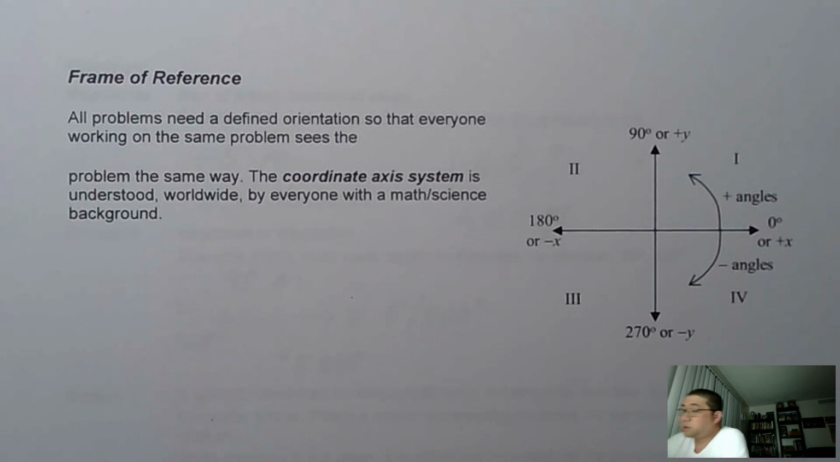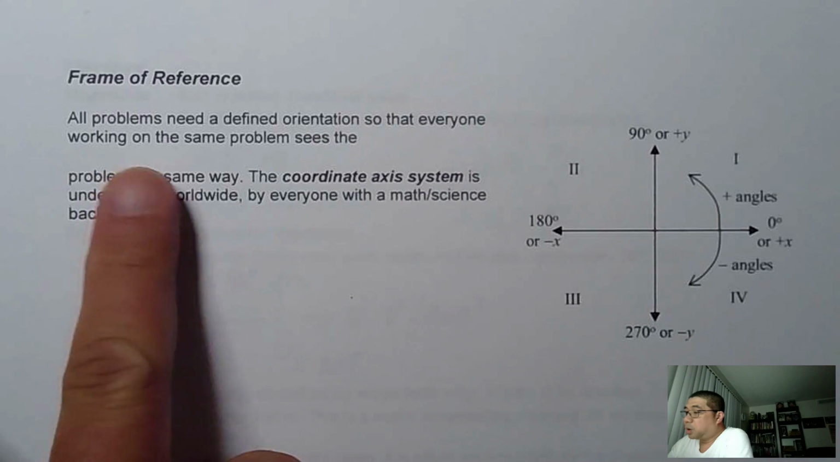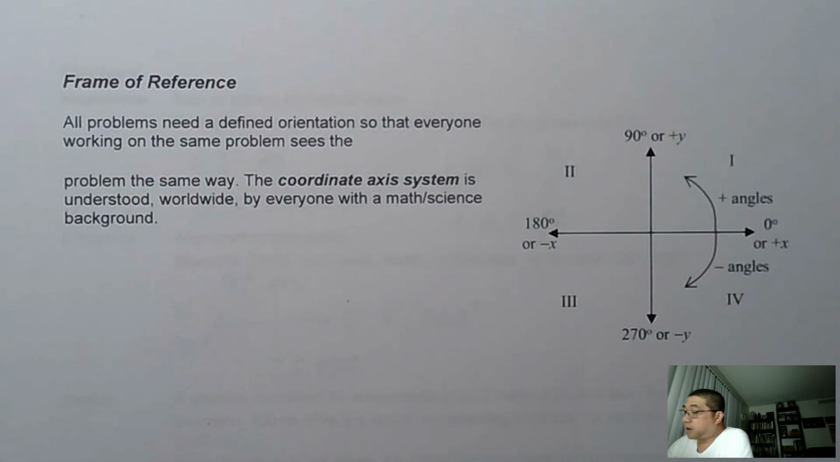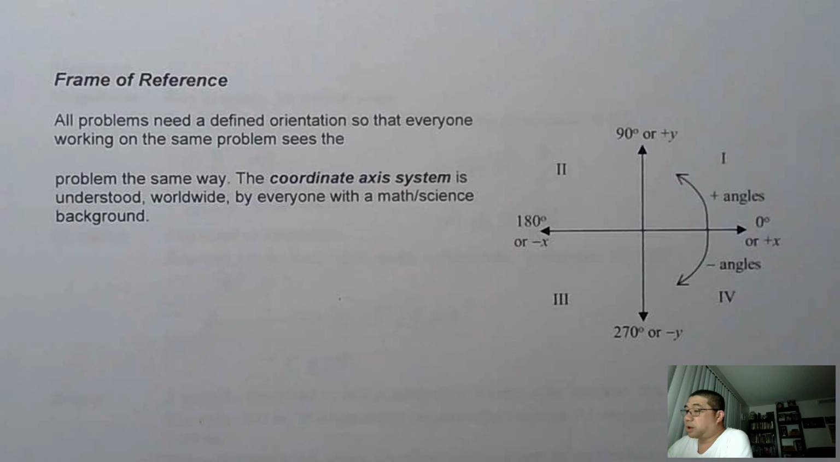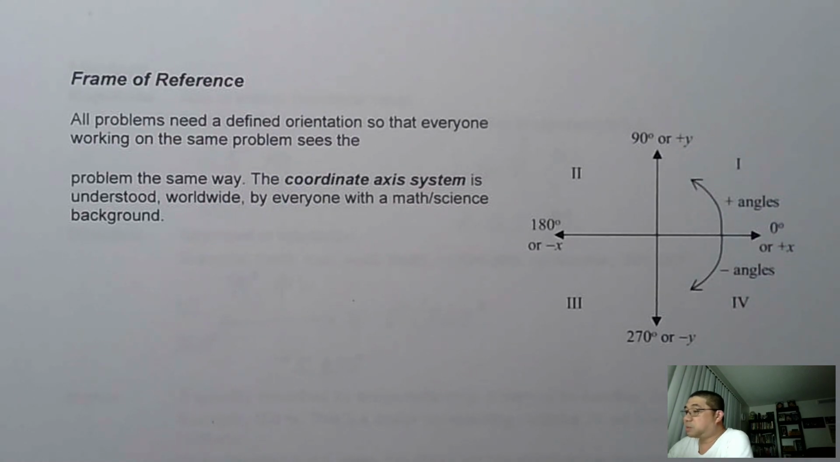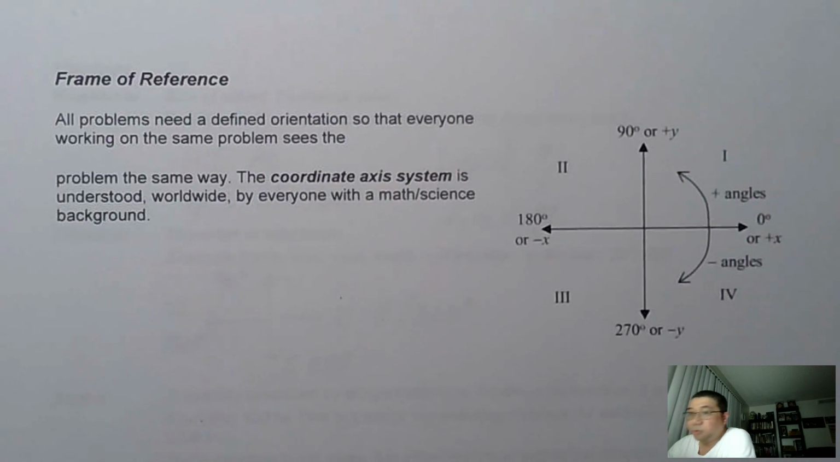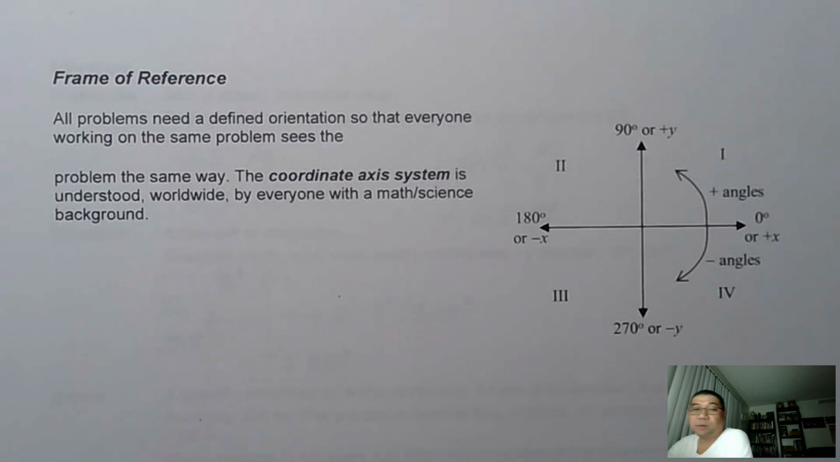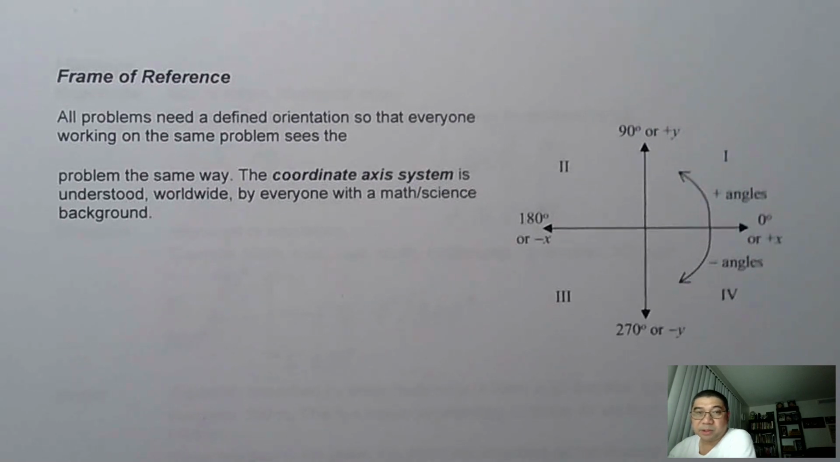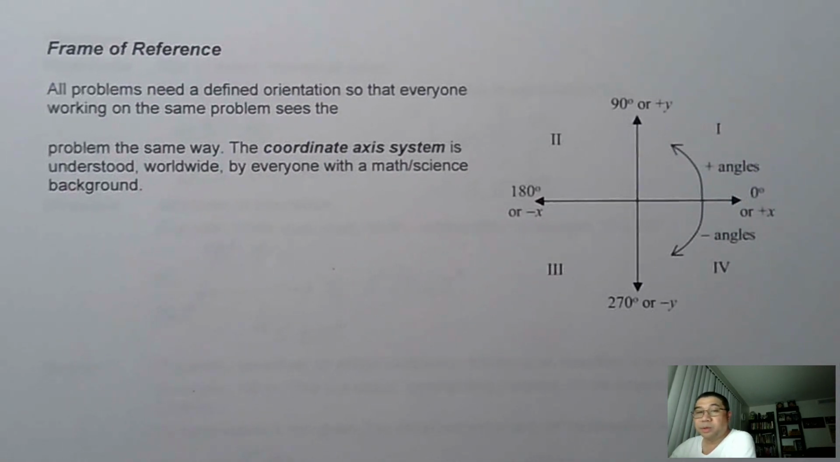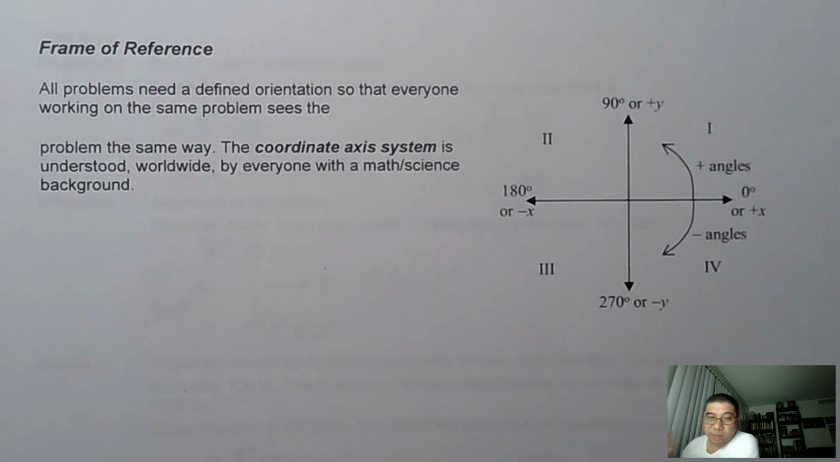As it states here in your notes, all problems need a defined orientation so that everyone working on the same problem sees the problem the same way. So it is not open for individual interpretation. Every time you're solving problems in physics, there is always what we call a frame of reference. We cannot just make judgments based on what we see, but instead we have to validate things that we see with other people who are with you in the class.